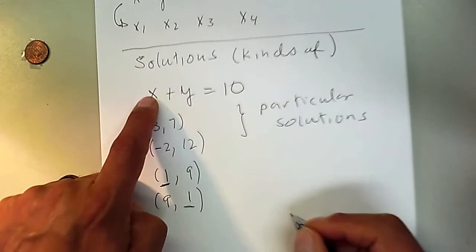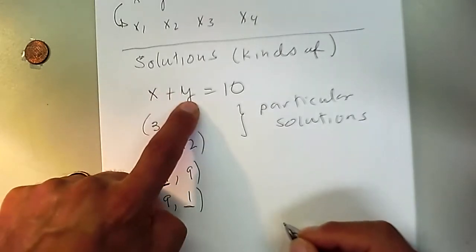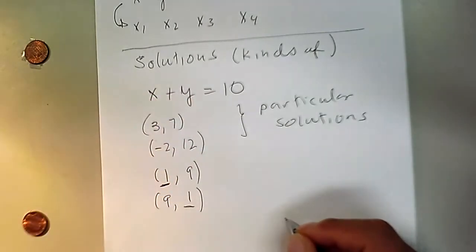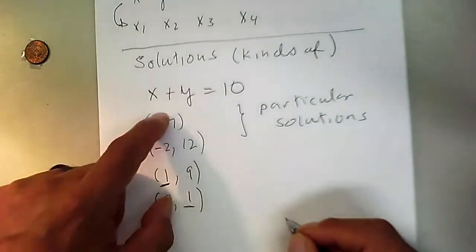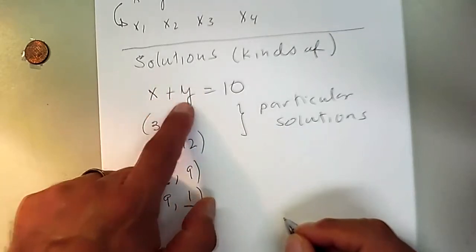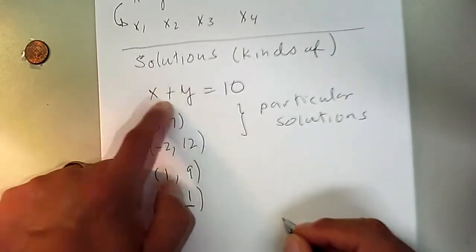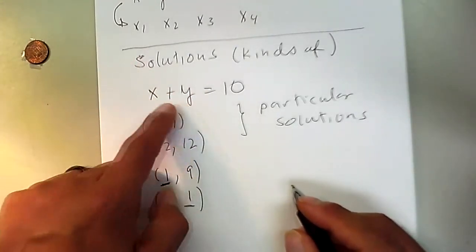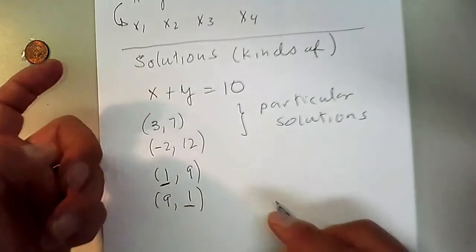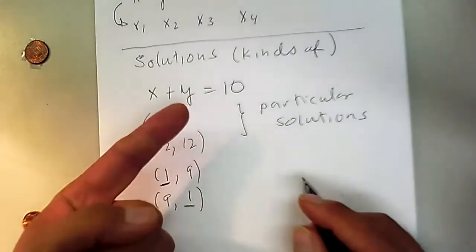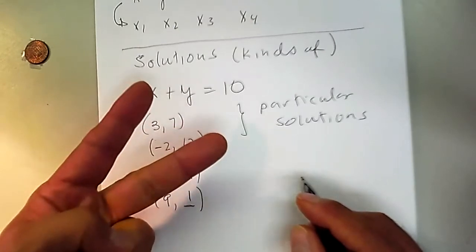So if x is 1, that forces y to be 9. And if y is 1, that forces x to be 9. So in this case, we have to think which one we want to be free. But since we did not have one specific variable to be free, either one could be free. But there's only one free variable. There's not two free variables.